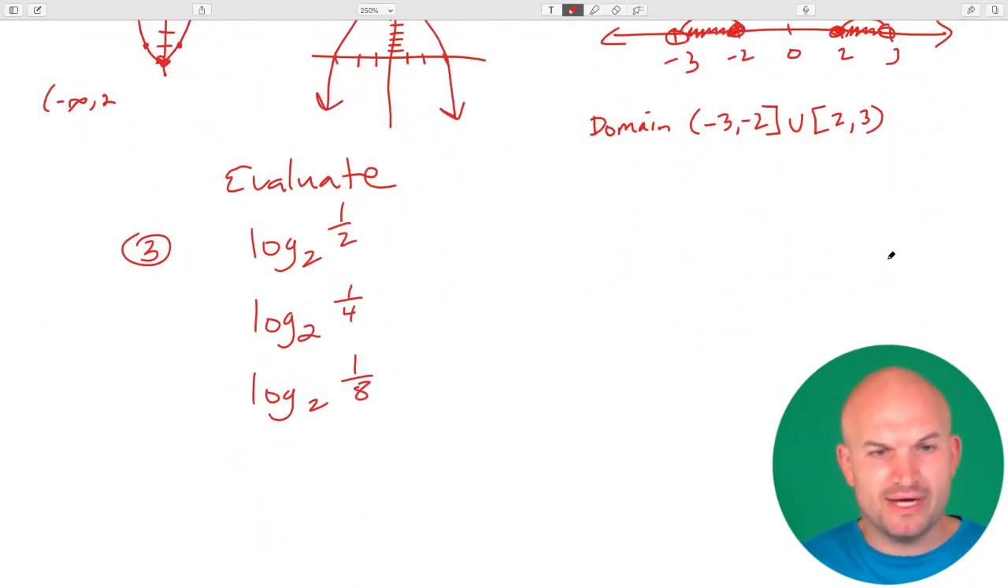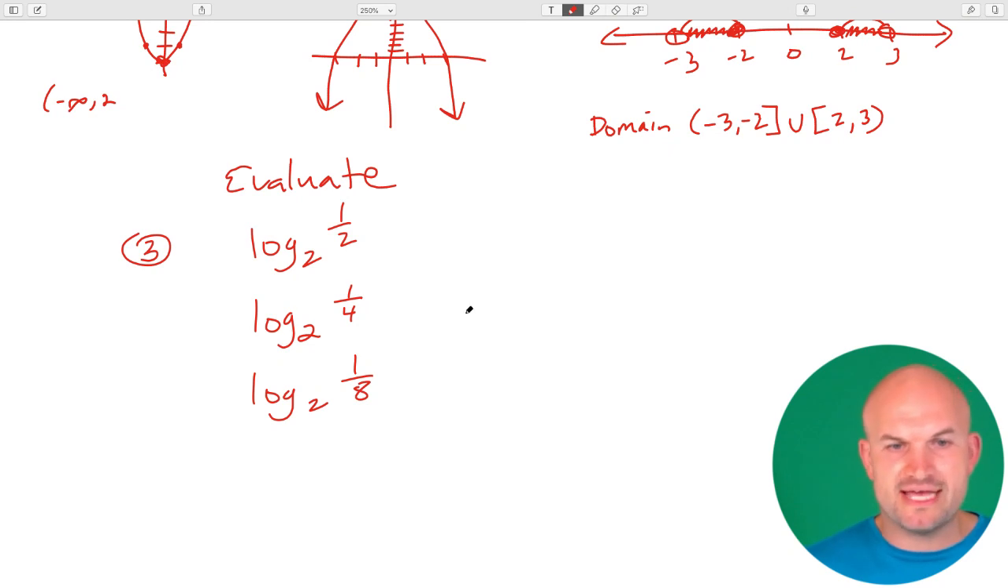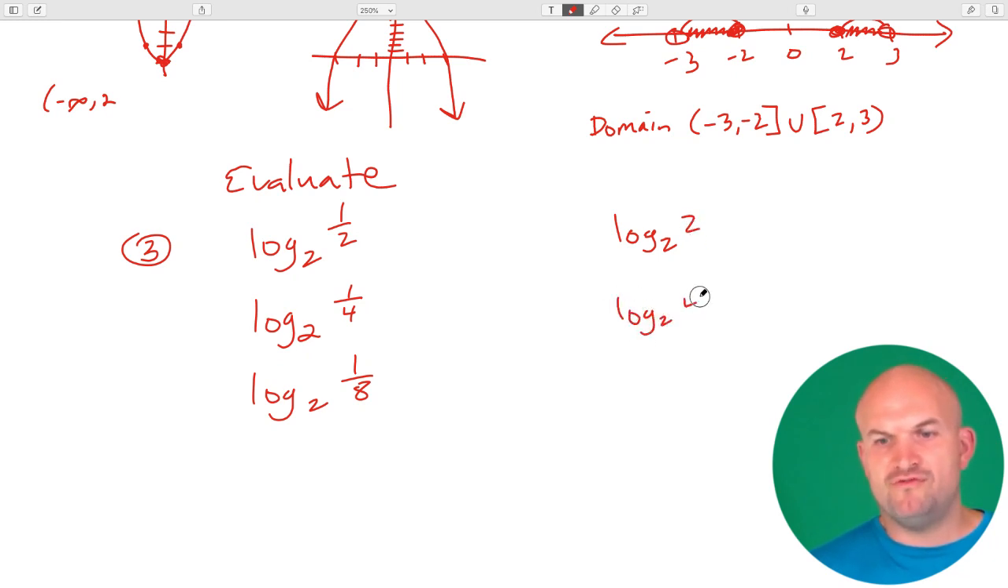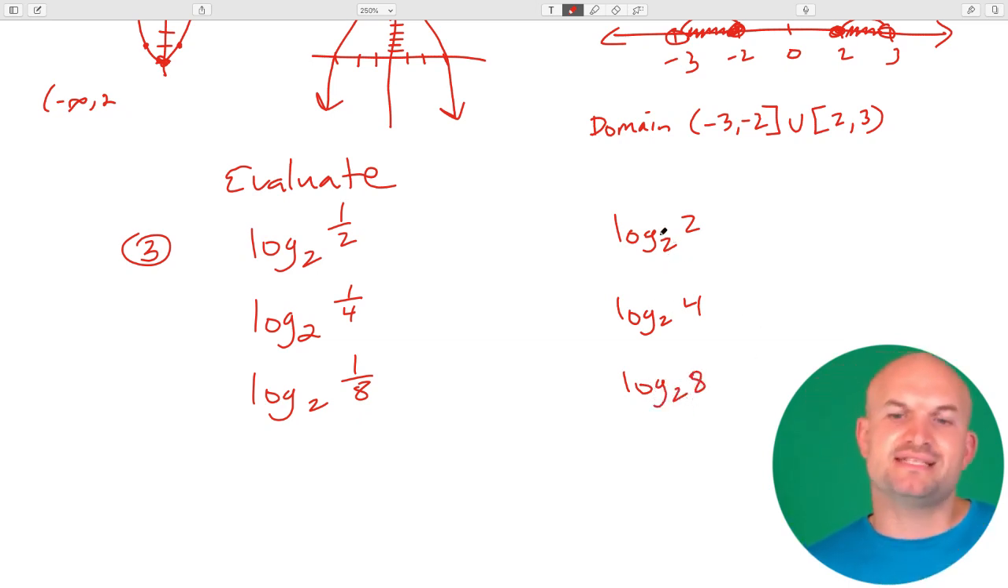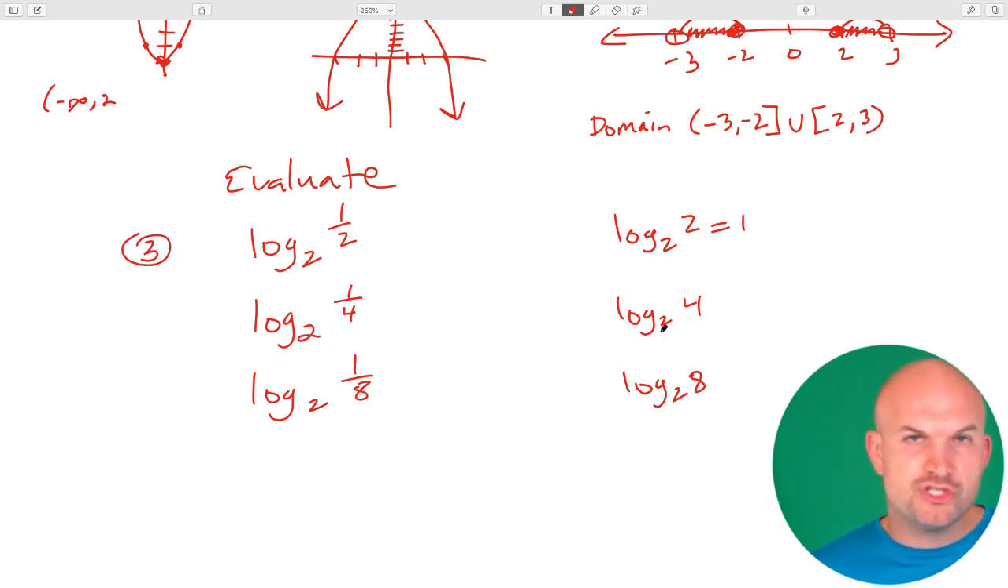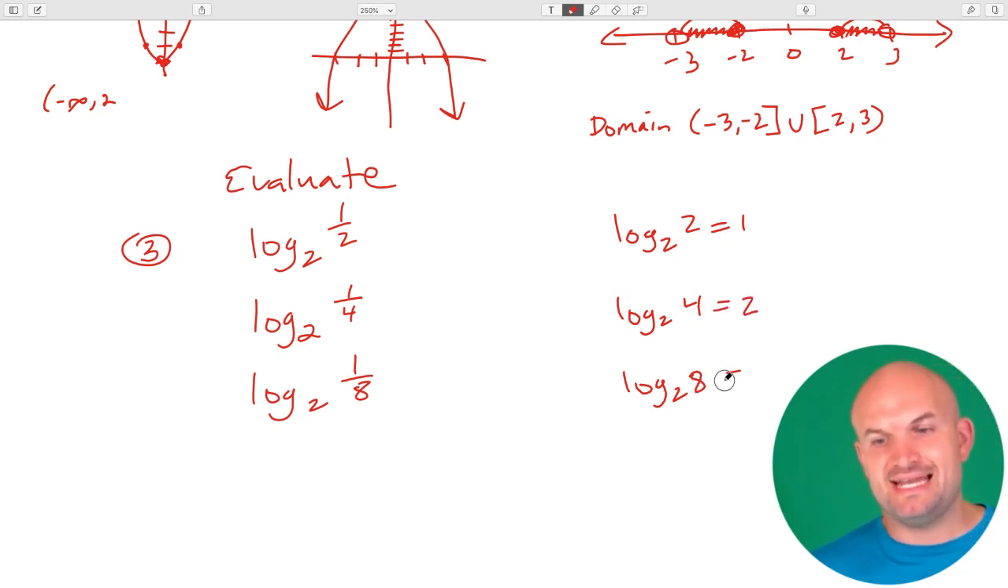All right, next one is evaluate. Well, I think really to understand this one, we've got to understand what it means without fractions. So what is log base 2 of 2? What is log base 2 of 4? And what is log base 2 of 8? So again, remembering the understanding of logarithms, basically this is saying, 2 raised to what number equals 2? Well, that is 1. 2 raised to what number is 4? Well, that is going to equal 2. And then 2 raised to what number is 8? That is 3.